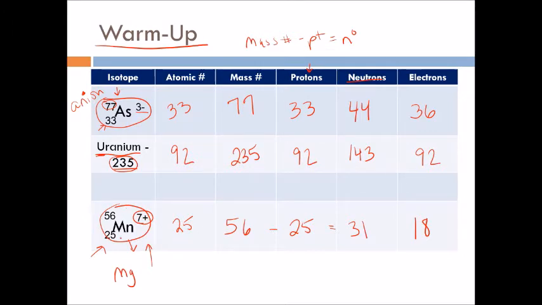What's the name of a positive ion? Yes, it's called a cation. Very good. Cation. I know it looks like cation, but it's pronounced cation.